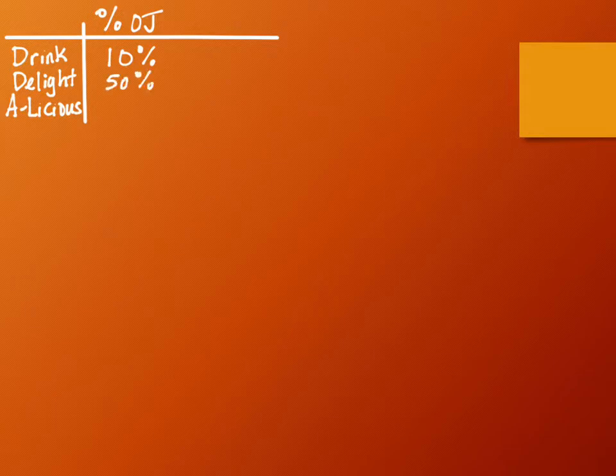So the first one is orange drink, so I'm just going to write drink. The second one was orange delight, so I'm just going to write delight. And the last one was Orangelicious, so I'm going to write alicious. I know that's not a real word, but you can pretend for the moment, right? Okay. Now each of these had a certain percentage of orange juice in them. And they were all different. So it's important for us to write them down and remember all those details. So how much orange juice was in orange drink, the first one? It was 10%. How about orange delight? It was 50%. And I'm creating this new product, Orangelicious, that should be 40%.